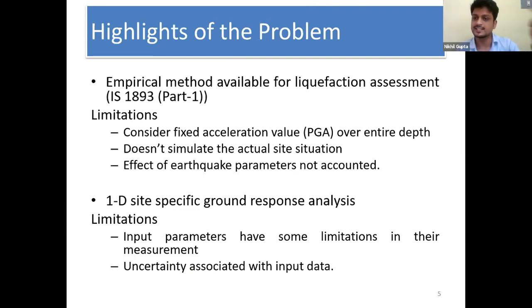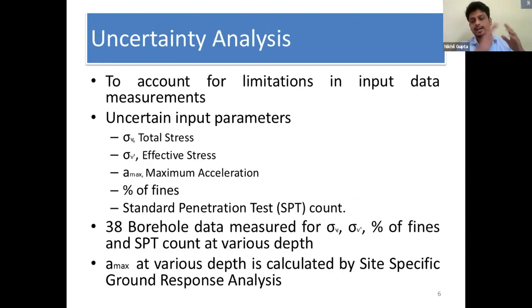But this ground response analysis also has some limitations. We have used some input parameters. They have some limitation in their measurement, like human error or instrumental error, so there is uncertainty associated with these input parameters. To account for this uncertainty in ground response analysis, we have to carry out uncertainty analysis. These five are uncertain input parameters: total stress, effective stress, maximum acceleration, percentage of fines, and SPT count.